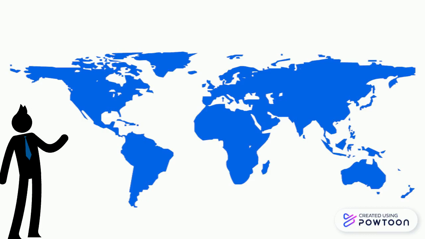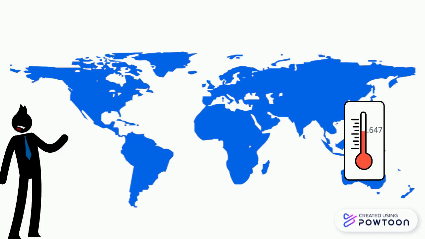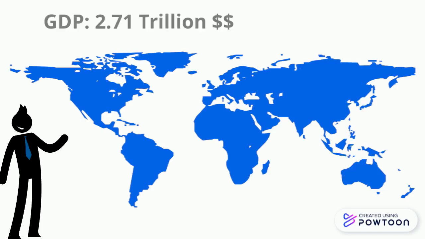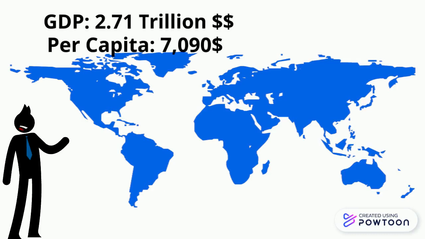Time to go over the stats of India. India's HDI is 0.647. Its GDP is $2.71 trillion, and its per capita GDP is around $7,000.